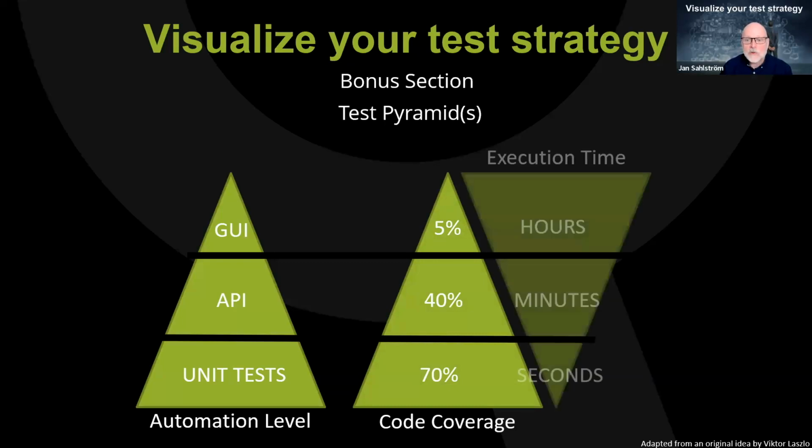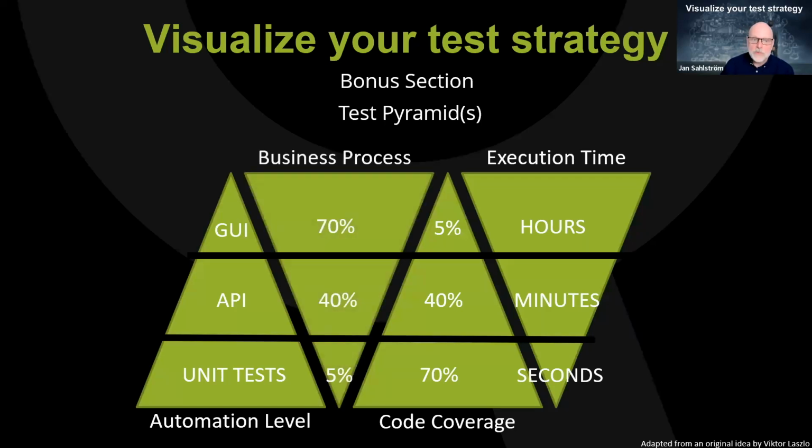And it's also known that execution time differs very much. If you do unit testing, or testing close to the code, you usually talk about seconds to run the test suites. Further up in the API, we talk about minutes. If you do UI testing, it's hours. So this implies that you should always do testing from the bottom up.